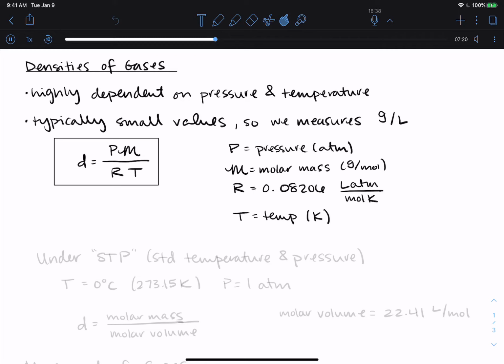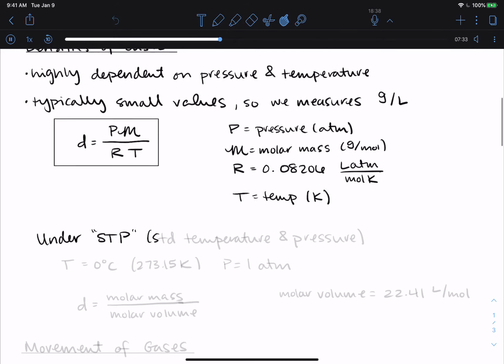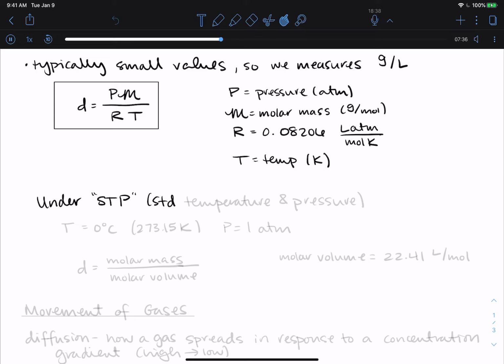I'm going to give you another equation to calculate density under very specific conditions. So there are a set of conditions called STP, which is an abbreviation for standard temperature and pressure. And STP is when the temperature is equal to 0 degrees Celsius, so 273.15 Kelvin, and the pressure is equal to 1 atmosphere.